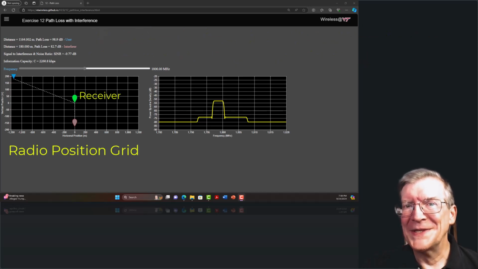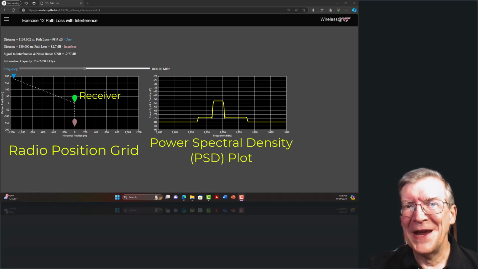On the left, we see a canvas or a grid with the transmitter and receiver locations indicated by markers and the transmission paths indicated by dashed lines. On the right side, we see a power spectral density plot that shows the relative signal strength as a function of frequency, with frequency on the horizontal axis and power spectral density on the vertical axis in a relative scale.